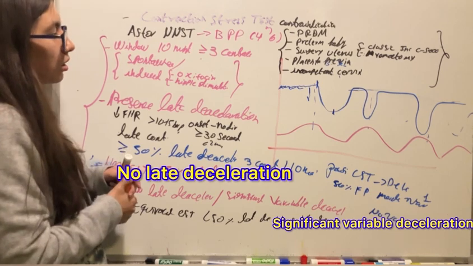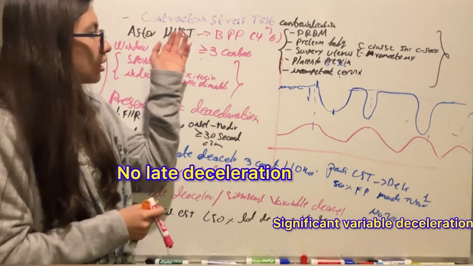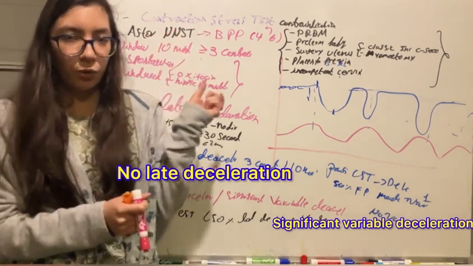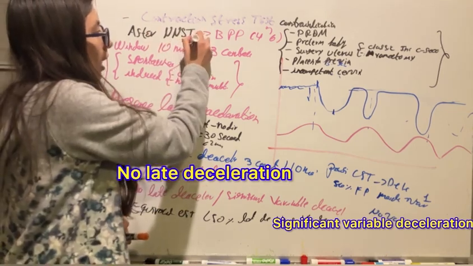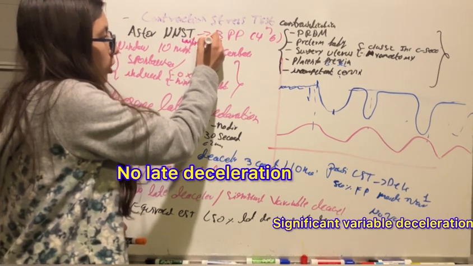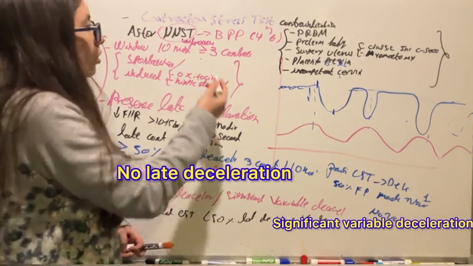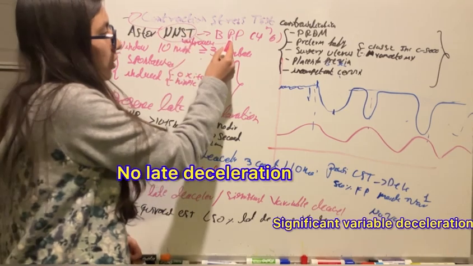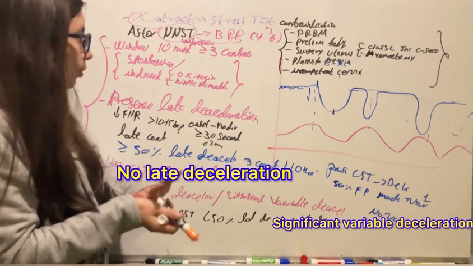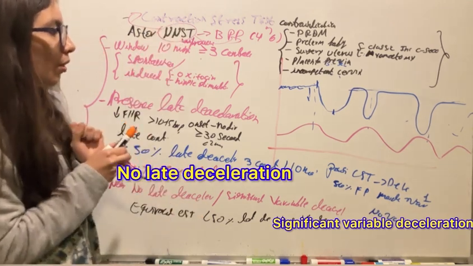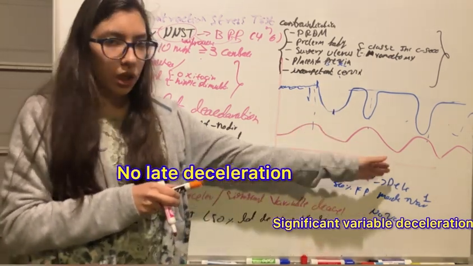So a contraction stress test is done after we have a non-reactive non-stress test. But remember that each time we have a non-reactive non-stress test, first we do a vibroacoustic stimulation, and if after the vibroacoustic stimulation the non-stress test continues to be non-reactive, then we can do a contraction stress test or biophysical profile. If the biophysical profile is 4 or 6, then we do a contraction stress test, which is evaluating the amount of late decelerations with respect to the contractions.